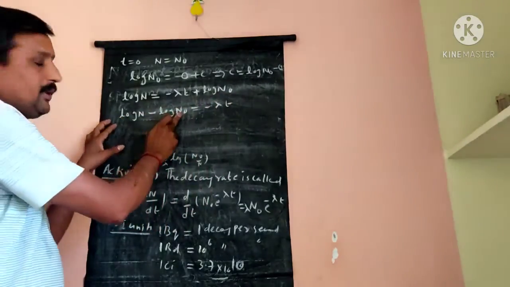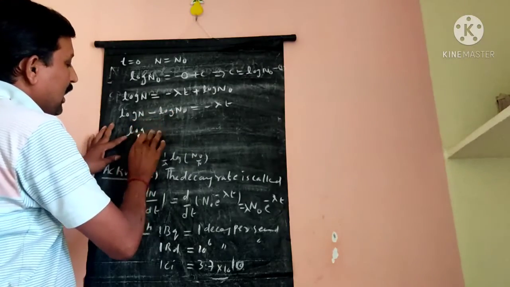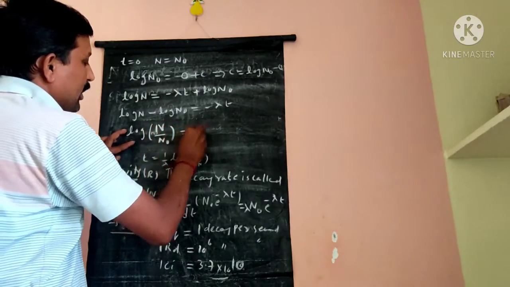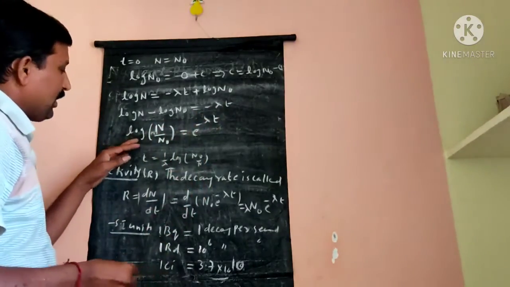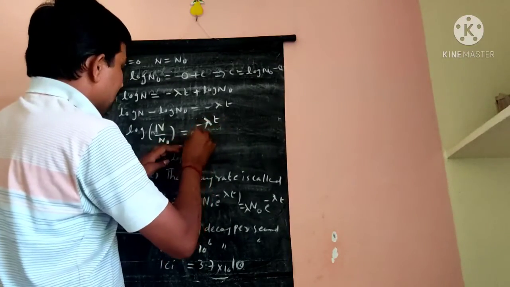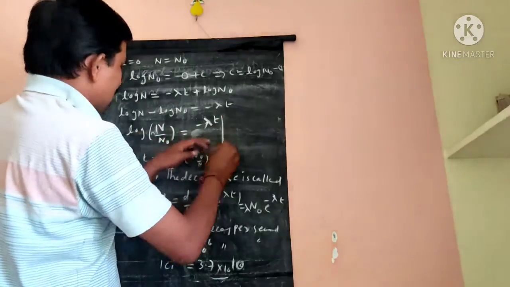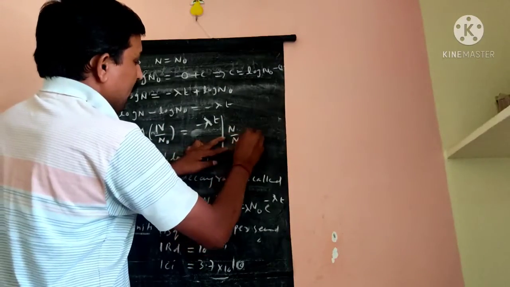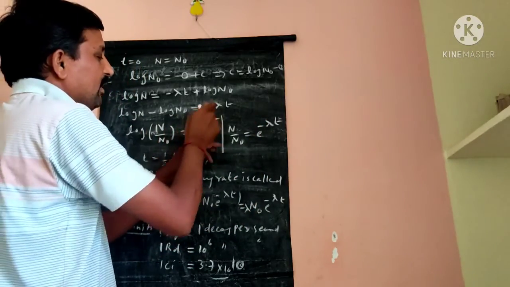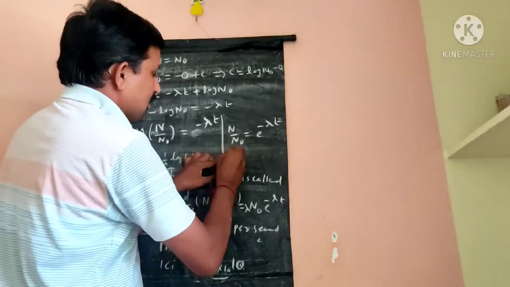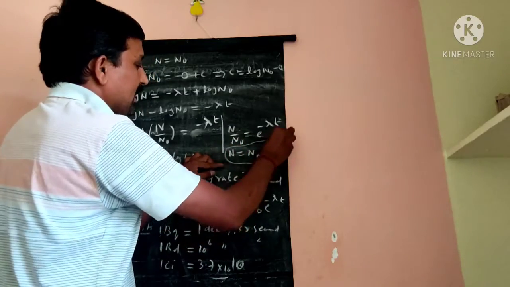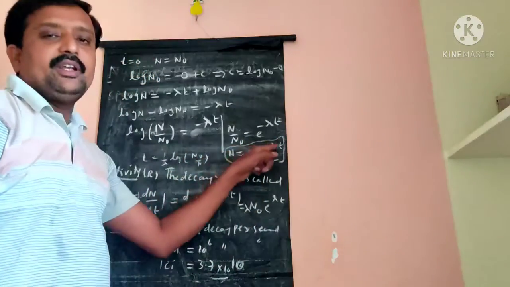Log a minus log b is log a by b. So log N by N naught equals minus lambda t. Taking the exponential on both sides, N by N naught is equal to e power minus lambda t. So N is equal to N naught e power minus lambda t. This equation is known as the law of radioactivity decay.